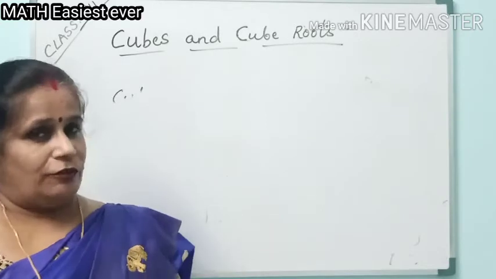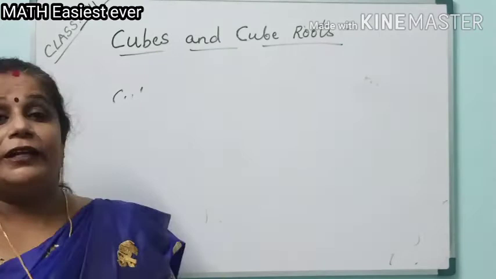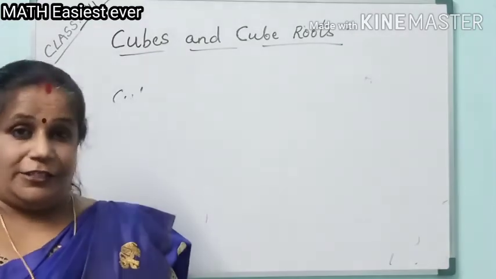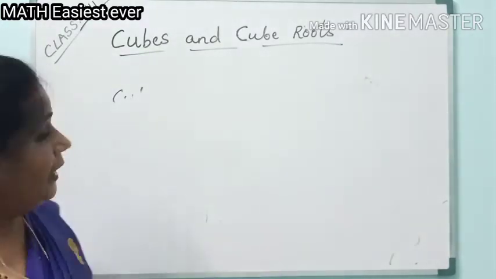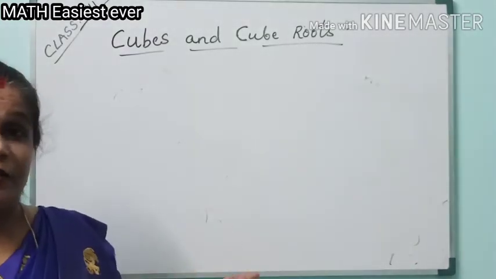One more method, estimation, is also there, but you need not worry much about that. You just learn only one method, the prime factorization method, which is given in your textbook, right? So let's go for finding the cube root using the prime factorization method.